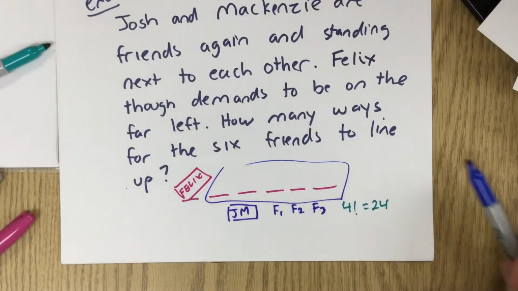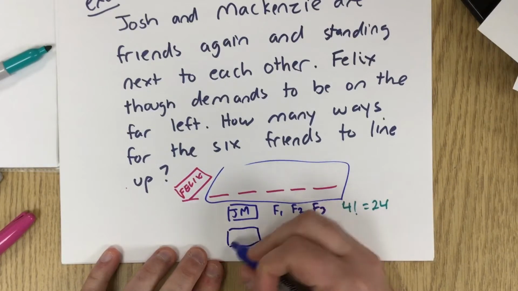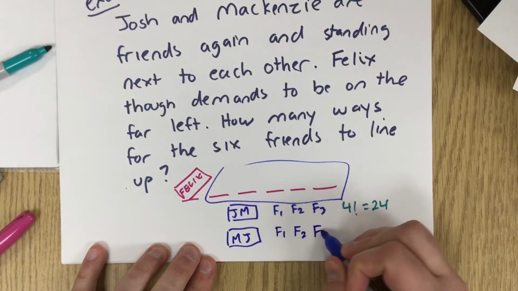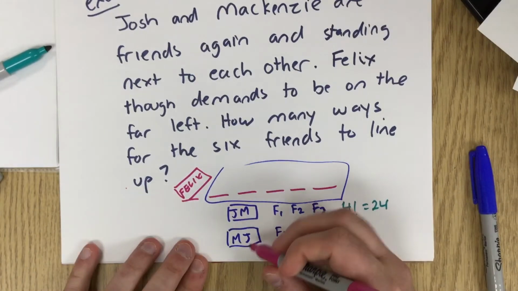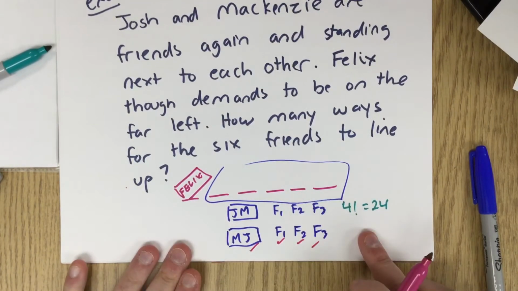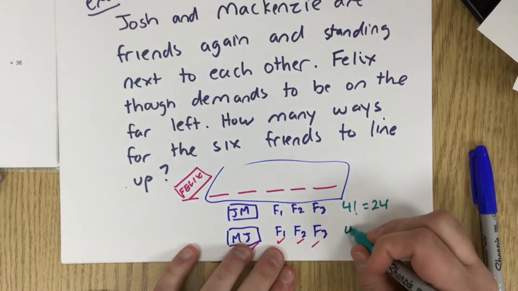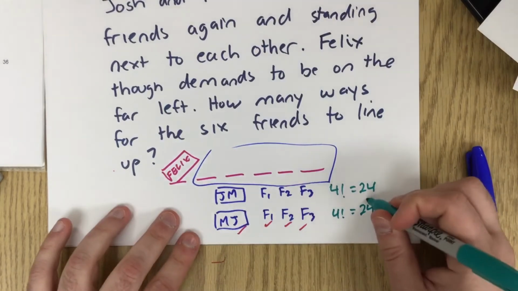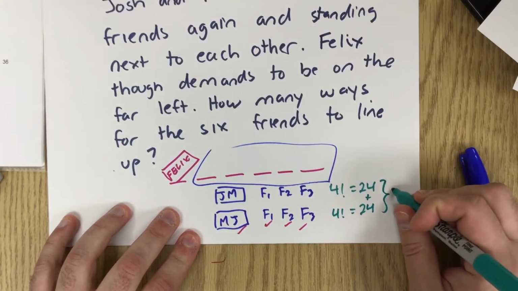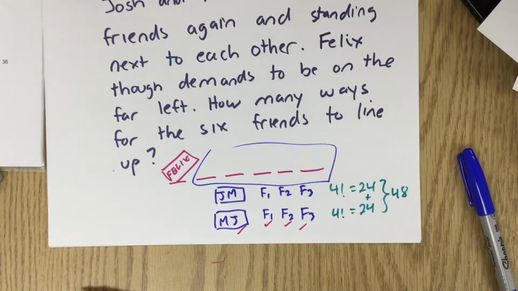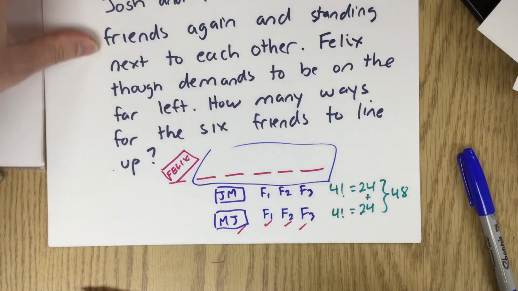But we could also have Mackenzie, then Josh, and the 3 other friends. And once again, we have 4 objects, right? 1, 2, 3, 4 that could be mixed and matched. How many ways are there to line up 4 objects? There are 4 factorial, which is 24 ways. And it could be JM or MJ. It's 2 cases, so we add them up. There's going to be 48 ways to do that. So there's 48 ways to line up 6 friends where Josh and Mackenzie are together, but Felix is on the far left.